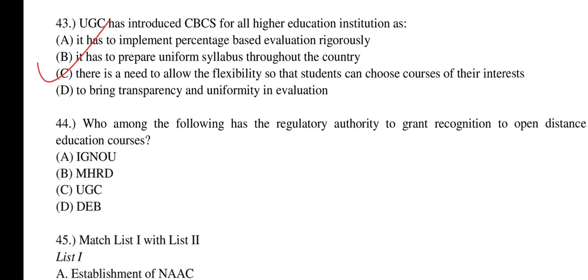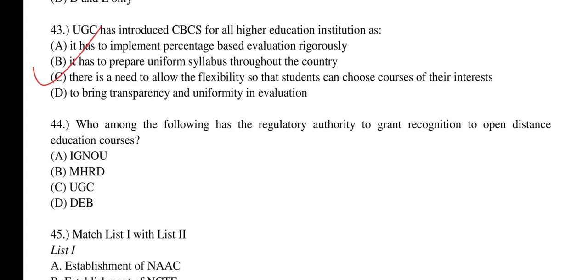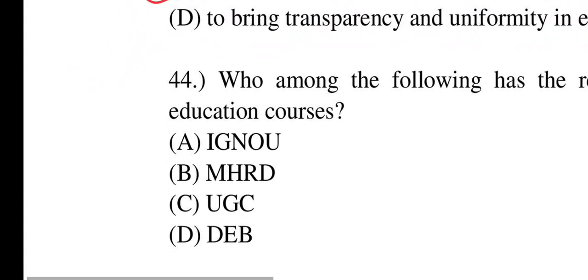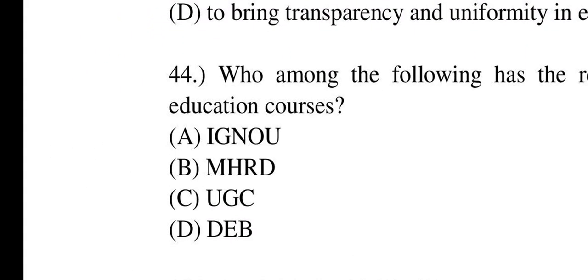44 says, who among the following has the regulatory authority to grant recognition to open distance education courses? A, IGNOU; B, MSRD; C, UGC; D, DEB. 44, the correct option will be number D, DEB.